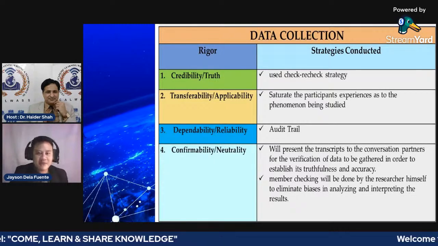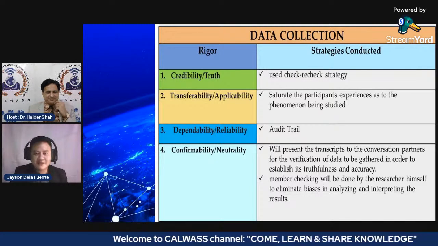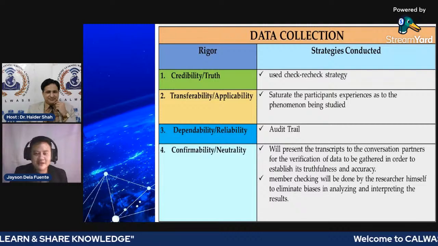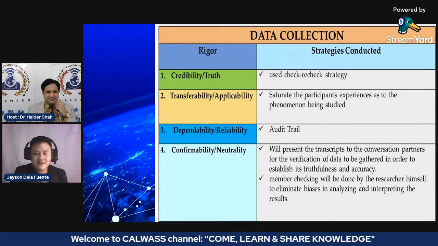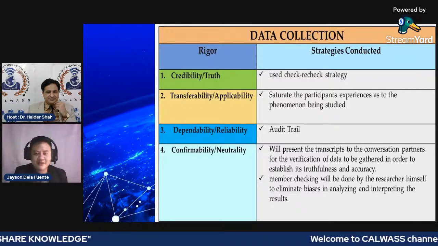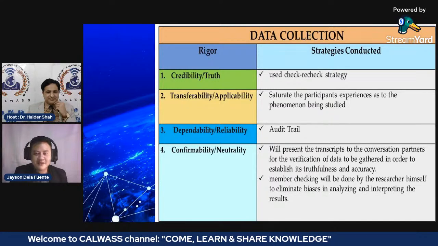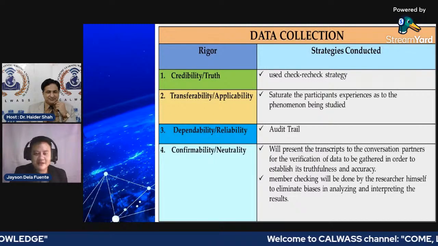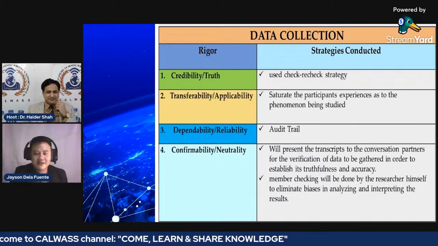Transferability or applicability: saturate the participants' experiences as to the phenomenon being studied. In the interview, there might be participants who shared a lot of things but are not related to what you are trying to explore. So as a qualitative research expert, you are going to do certain moves in order for you to bring that participant back to what you are trying to explore. After such, if you already have the things that you wanted to have in the interview, that's the time that you have already saturated your data.